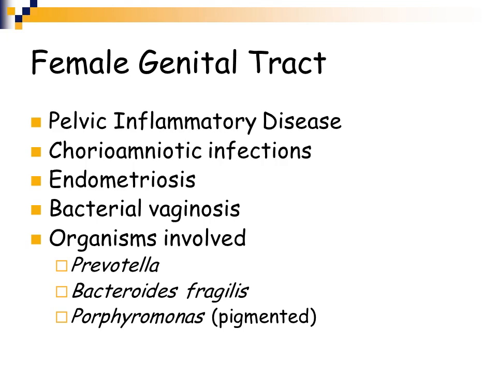Well, you can also have the same thing happen with your anaerobic organisms that can be normal flora in the genital tract. So the organisms involved are Prevotella, Bacteroides fragilis, and the pigmented Porphyromonas.